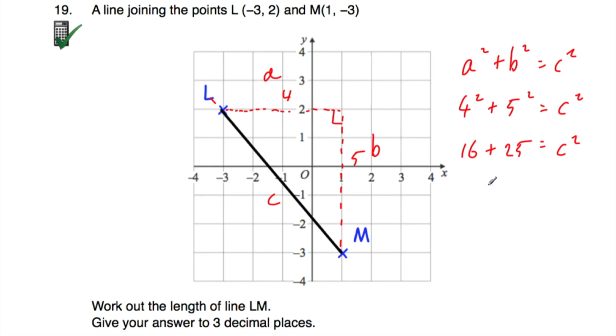16 plus 25 is 41, so 41 equals C squared. So the length of this side squared is 41. We want to find just the length of the side, so we need to square root. So C squared is equal to 41. So C is equal to the square root of 41.